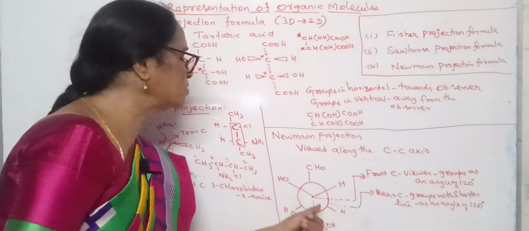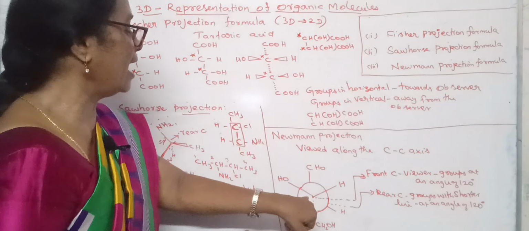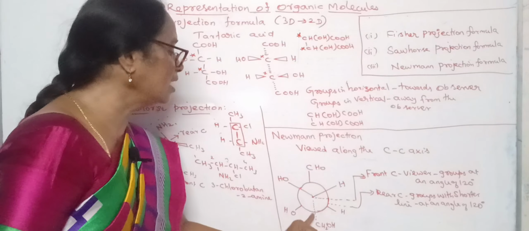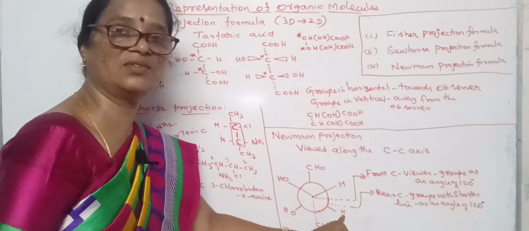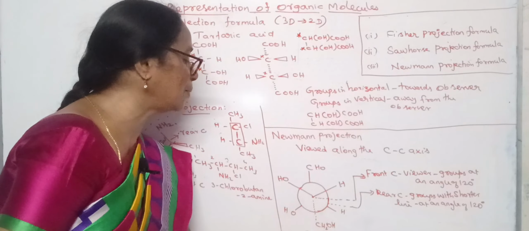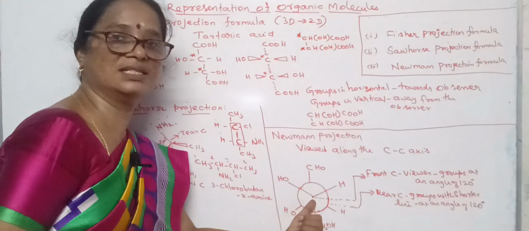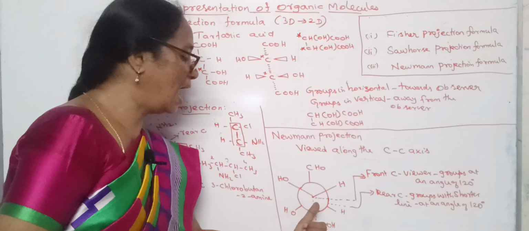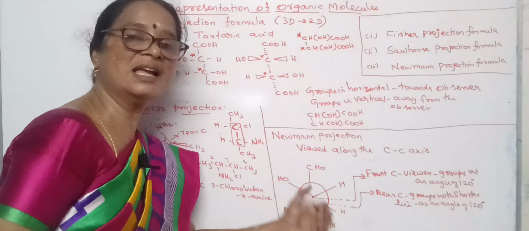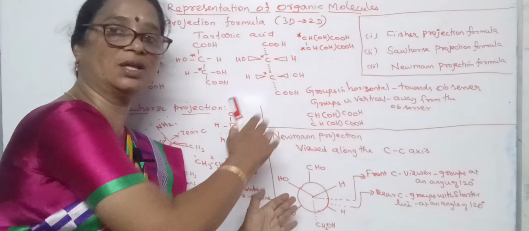So how are the groups of these carbon atoms represented? See, I have an origin and I have a circle. The groups on the circle are represented with shorter bonds, and the groups on the origin are represented with longer bonds. Through the origin you can view the molecule, and the groups on the circumference of the circle are farther away from the viewer, that is, the ones behind.